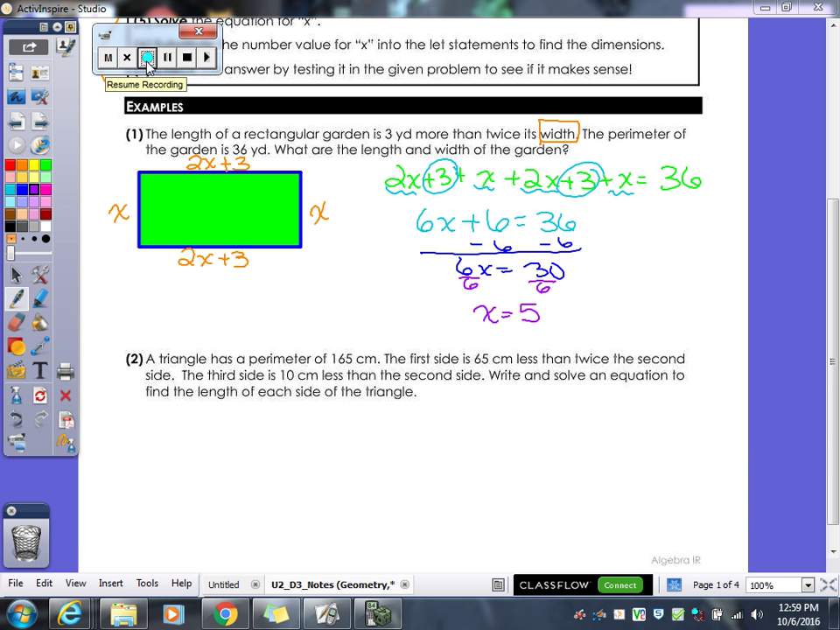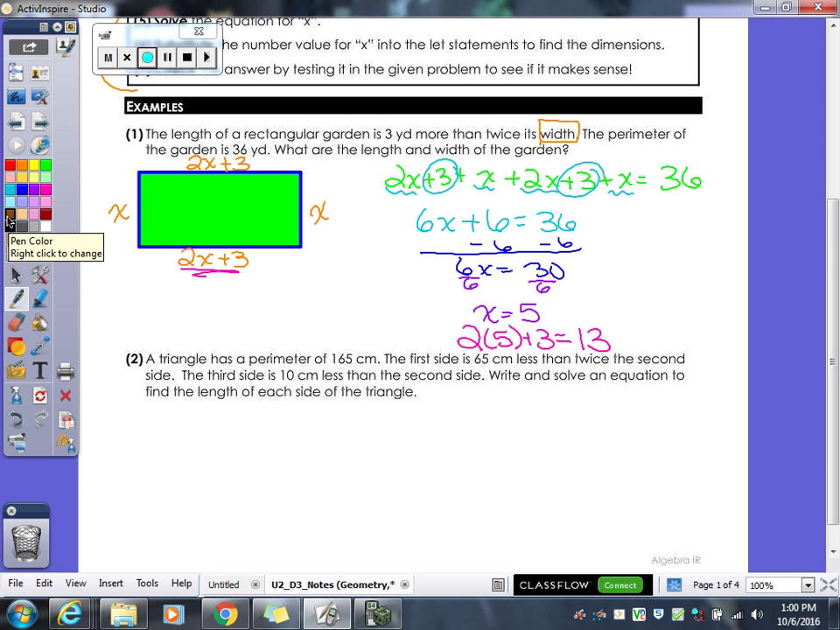X equals 5. So x equals 5, that's one of our sides. That's the width of our rectangle. But remember, we have to figure out what our length is. We had our 2x plus 3 here. So I've just got to plug my 5 in for x to figure out what the length of our rectangle is. What do we get when we do 2 times 5 plus 3? 13.